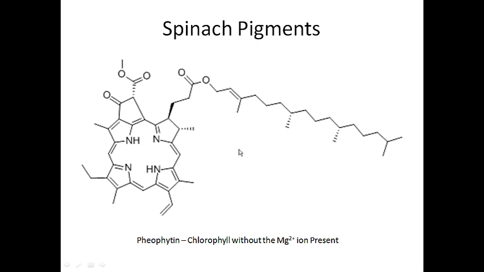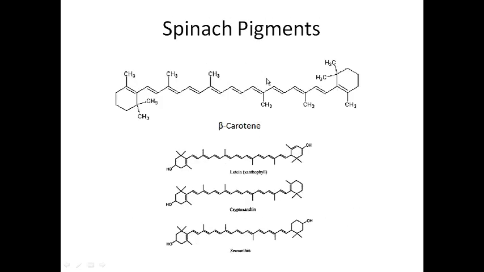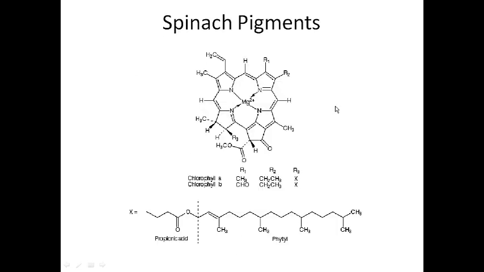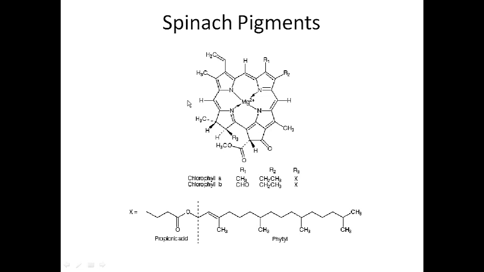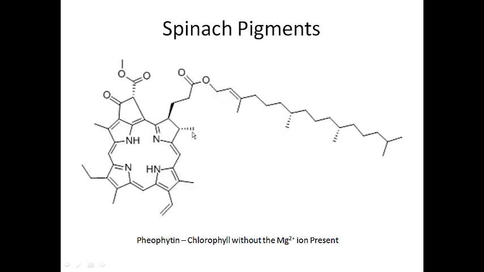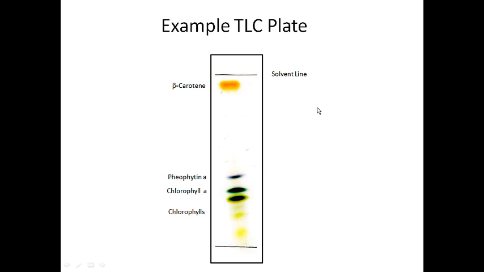So these are the pigments that we're going to use. The non-polar beta-carotene, the somewhat more polar but still pretty much non-polar xanthophylls, and then we have our chlorophyll and our pheophytin without the magnesium. So when it's all said and done, we're going to be able to tell the difference between all of these pigments.